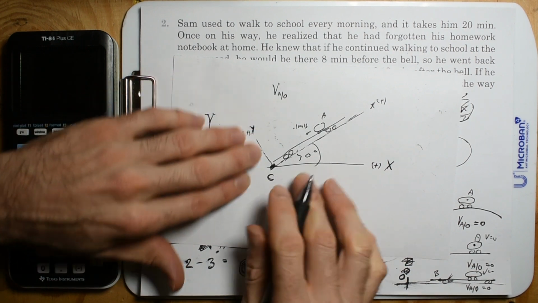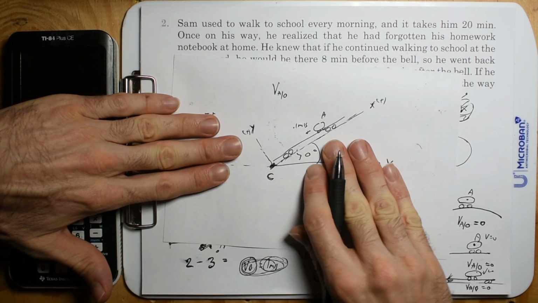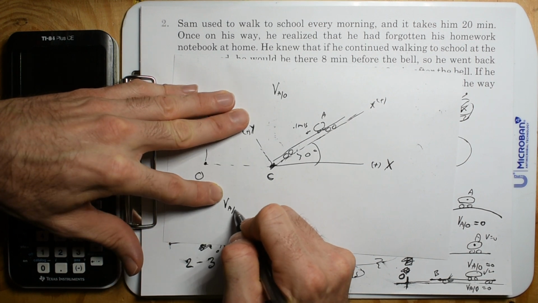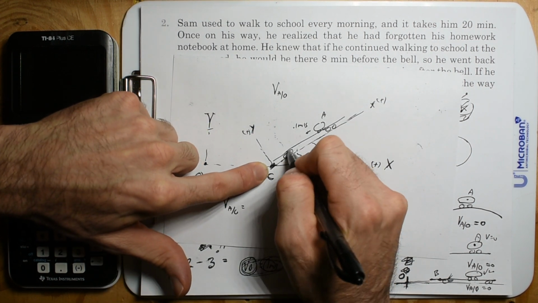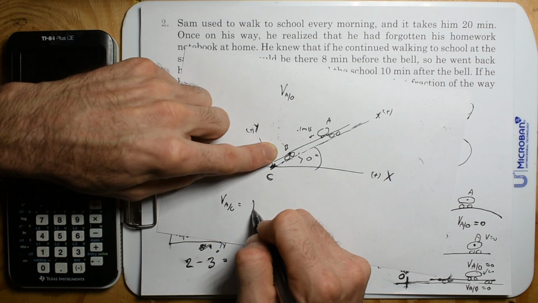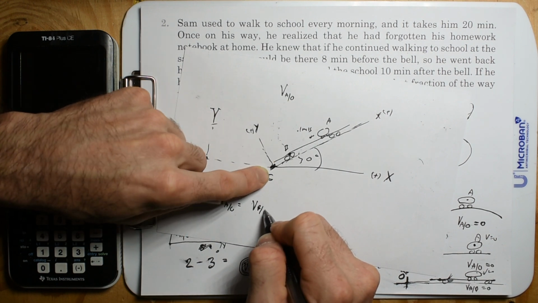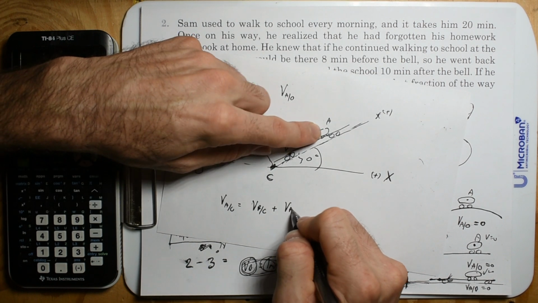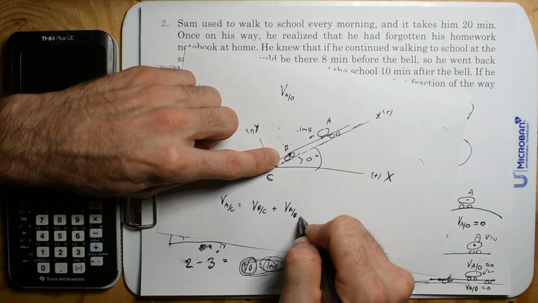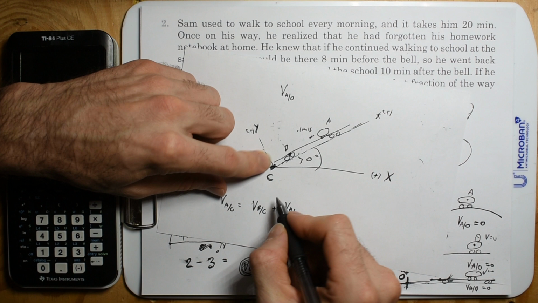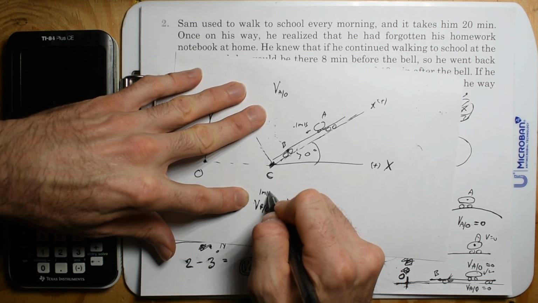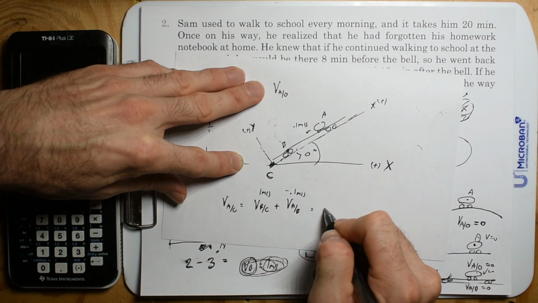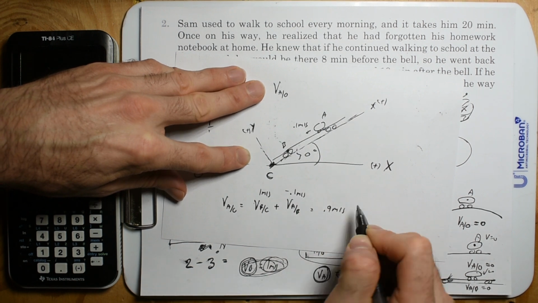But I still can go from C. Let's forget about this frame. But from C going up this hill, I can say the velocity of A as seen from C is, and I'm going to say this is point B, the velocity of B, the train, as seen from point C, the bottom of the hill, plus the velocity of A as seen from B, or relative to B. And that's going to be in the back direction. So maybe I'd have 1 meter per second here, and then negative 0.1 meter per second. So I still get that 0.9 meters per second.